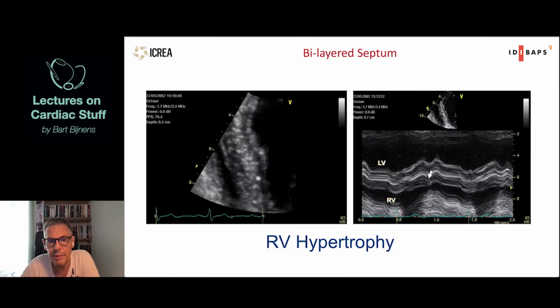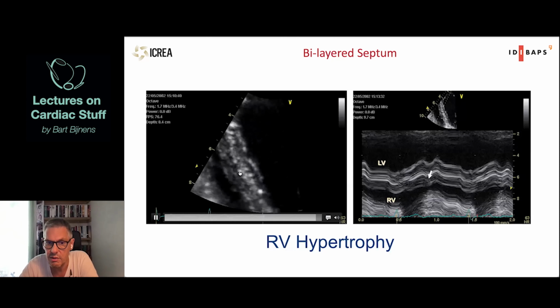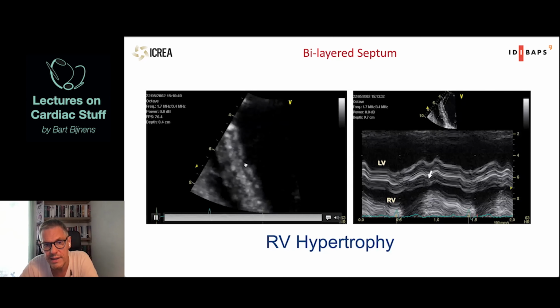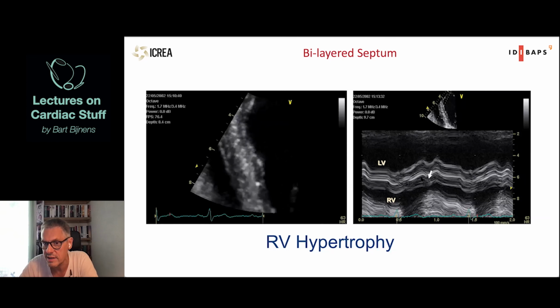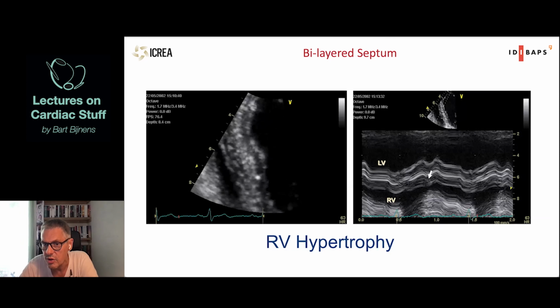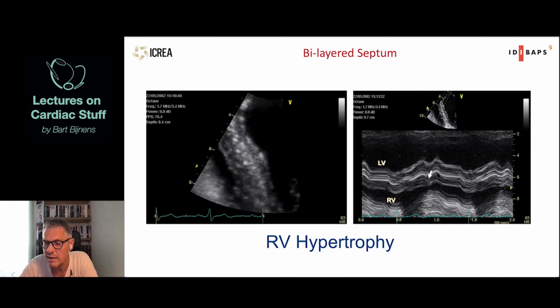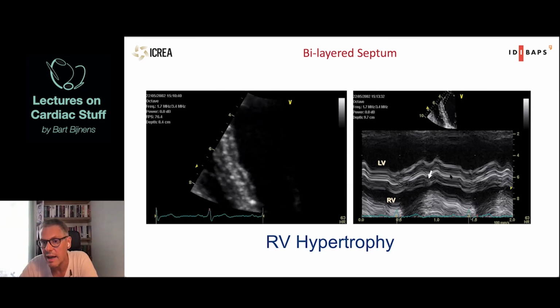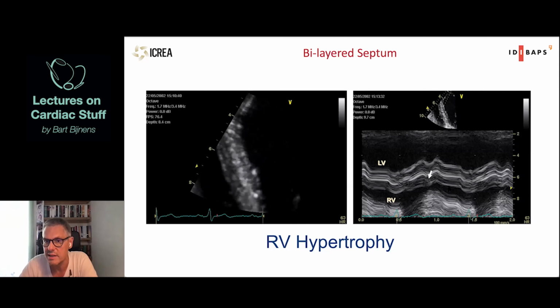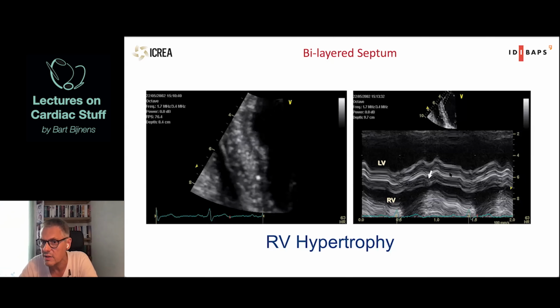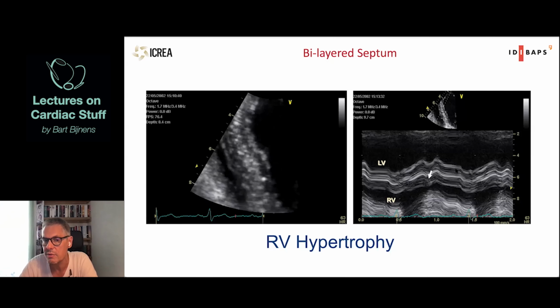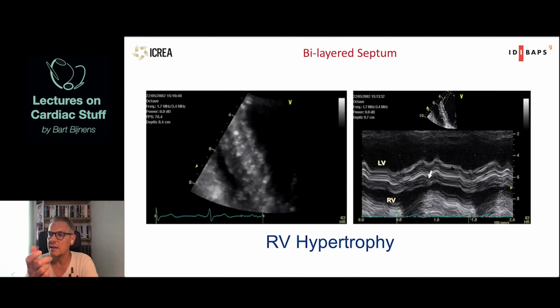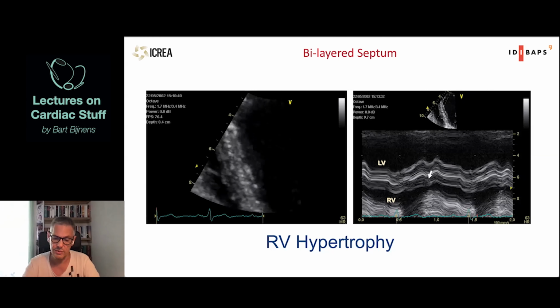So here you see an example of, in this case, right ventricular hypertrophy. And what you see now is that the thickness of both layers is more or less the same. During contraction, you see that the mid layer is really in the middle, and that the left and the right side are more or less the same. So you see thickening at the right side while there's no hypertrophy at the left side. So you can see that there's differential hypertrophy there.